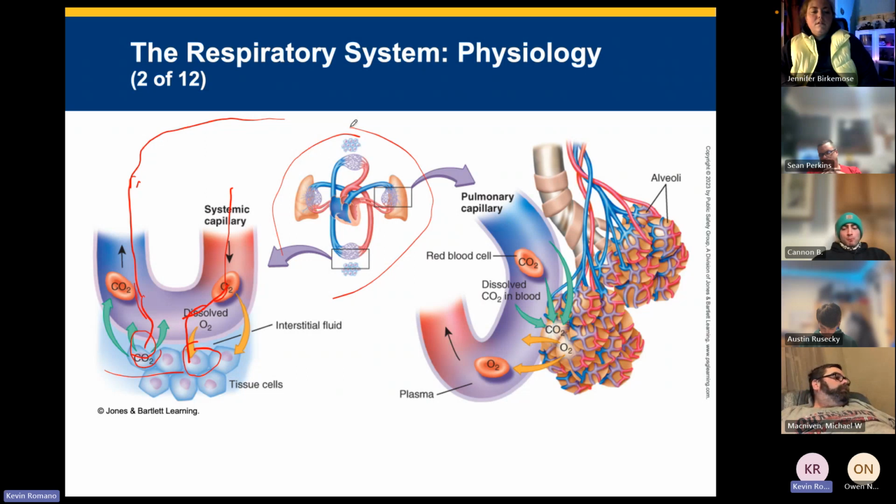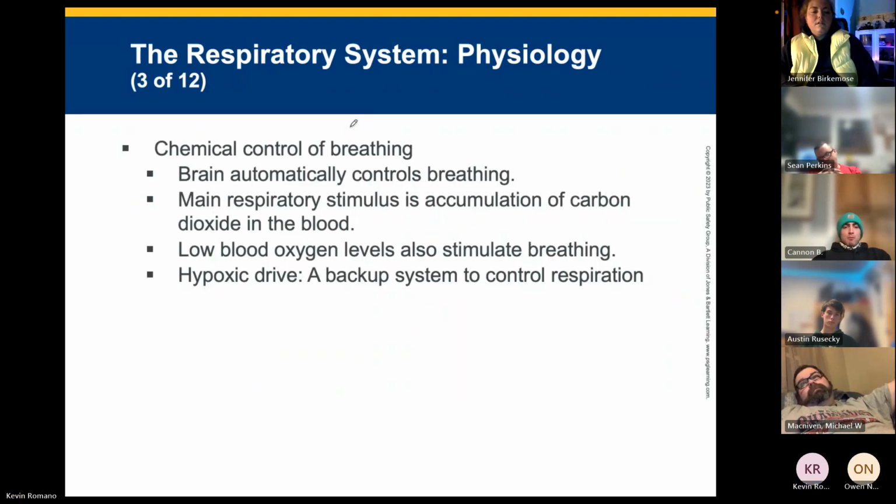And we'll talk about, in respiratory emergencies, different diseases that can block this flow and make these changes. So the chemical control of breathing, in the respiratory center in the brainstem, controls breathing. The main respiratory stimulus is accumulation of carbon dioxide in the blood. This is what stimulates it. We'll talk about this in the next slide. Low blood oxygen levels also stimulate breathing.